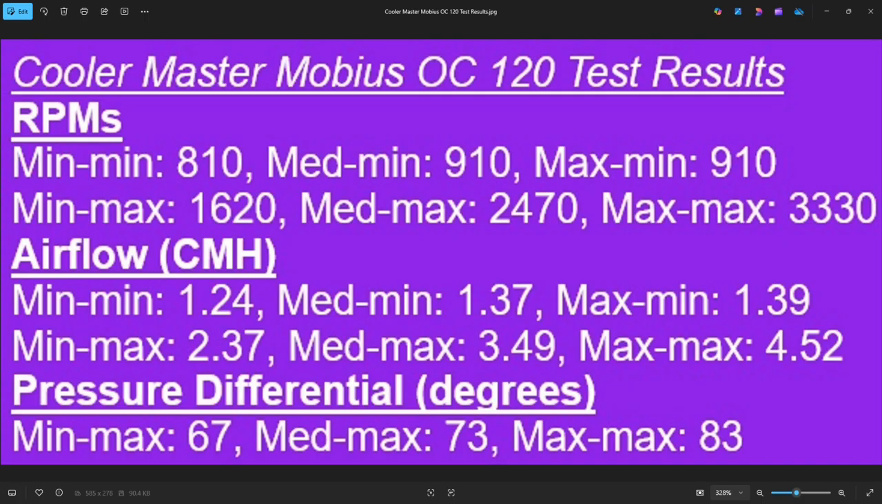And then in the pressure differential category, we only have 3 readings because you can't get a maximum reading on a minimum voltage. That's against the rules that I use. So with the maximum voltage and the lowest setting, 67, medium setting, 73, and maximum setting, 83. So that is the Cooler Master Mobius OC, not the same as the Cooler Master Mobius that I did a couple of videos ago. This is the other one.